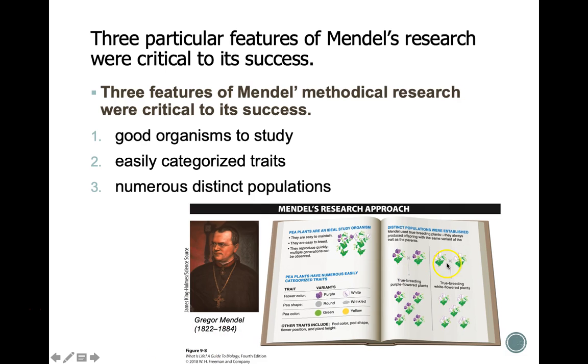So for example, over here we've got purple flowers. You cross purple flowers for no matter how many generations, they always produce true breeding purple flowered plants. Same thing over here. We've got white flowers. No matter how many times you cross them, you end up with white flowers. Now, this was really important because it allowed him to know that those plants could only pass on that genetic information. The only thing they should be able to do is pass on a purple or a white allele.